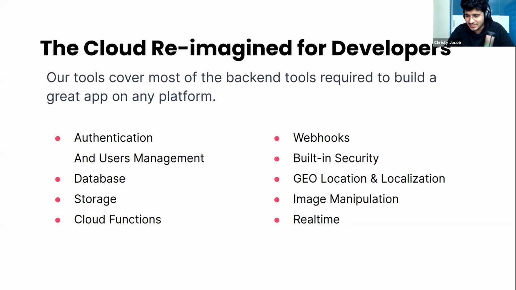Appwrite also has an amazing real-time API, and this is not just a real-time database, but a real-time API. This essentially means that you can listen to any event that happens across Appwrite, not just database changes, but also file uploads and cloud function executions and user signups, user account creations, and all those kinds of events you can listen to using Appwrite's real-time API.